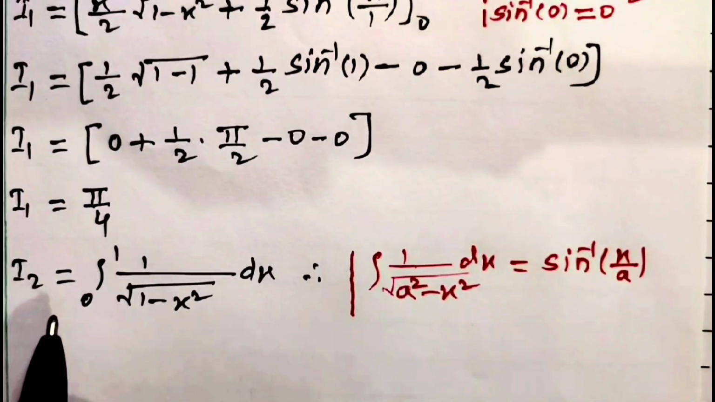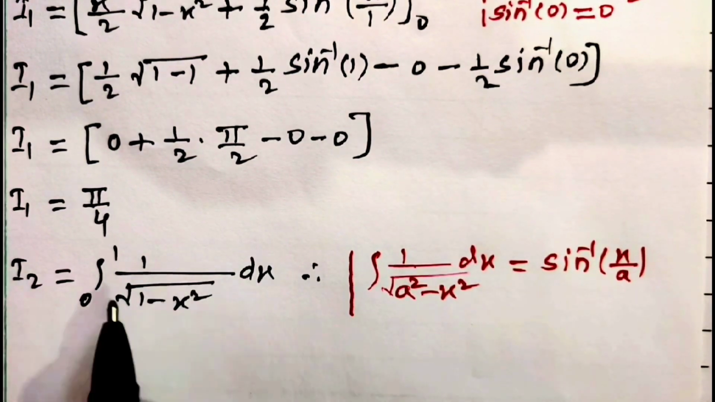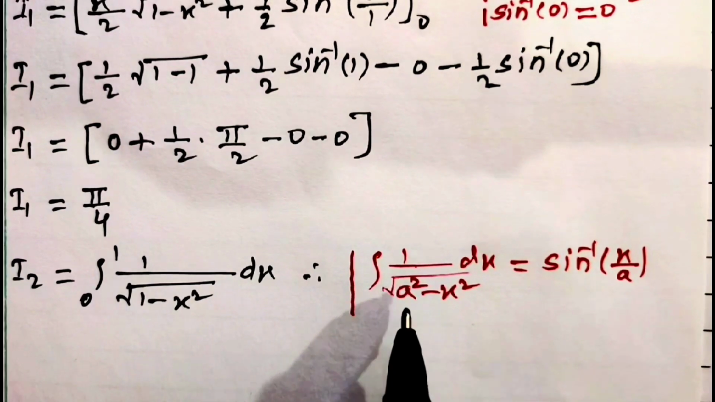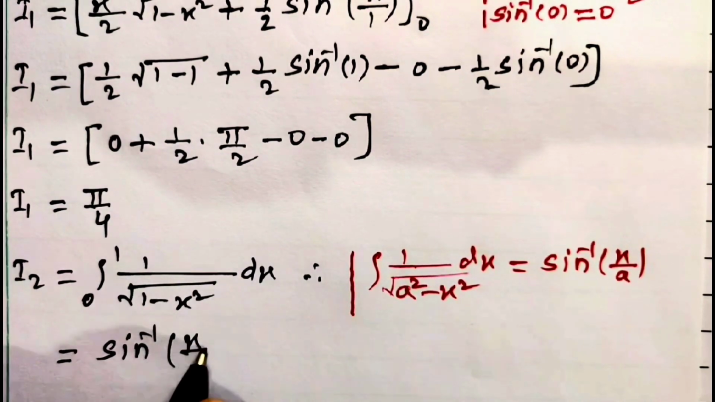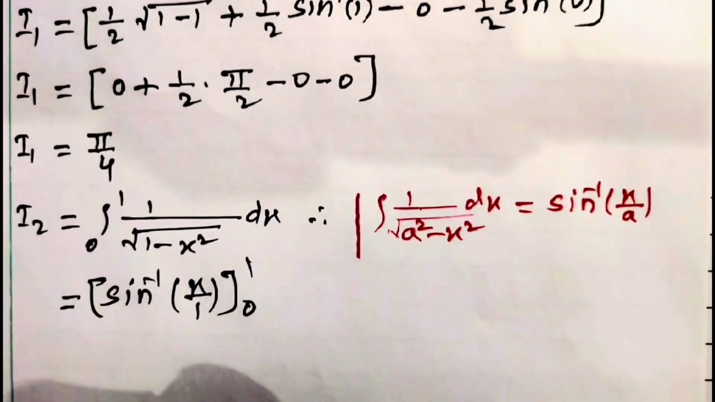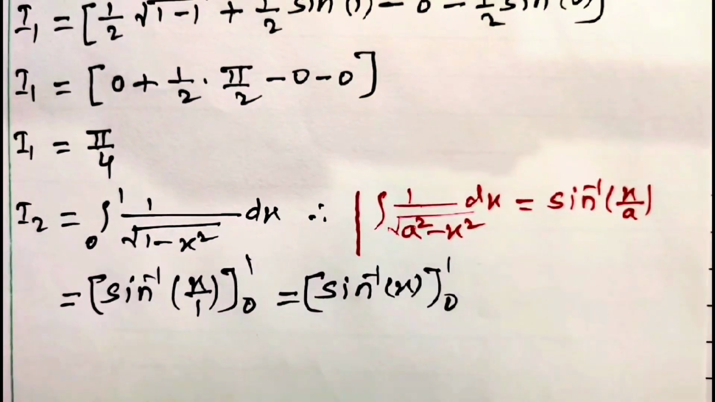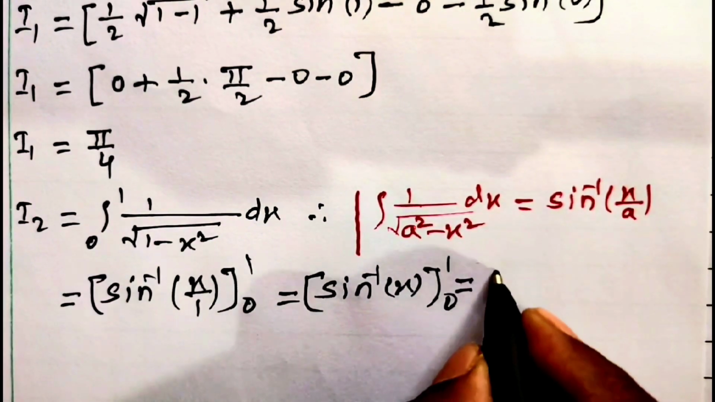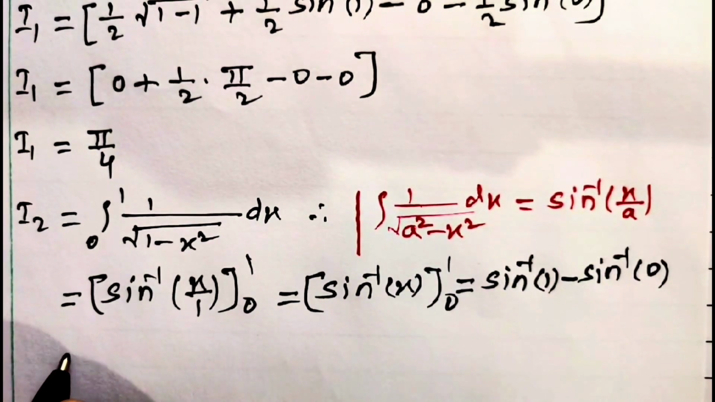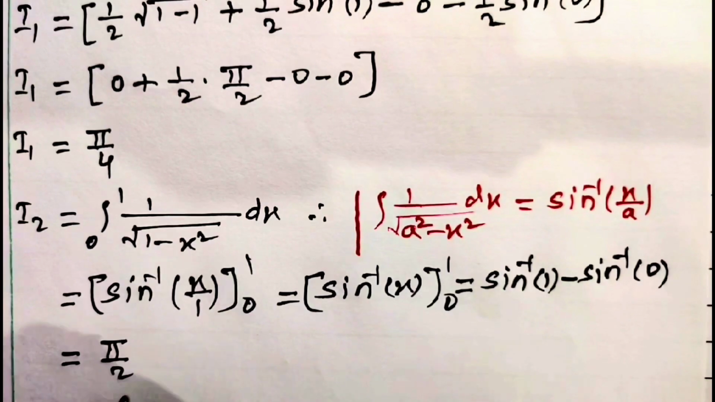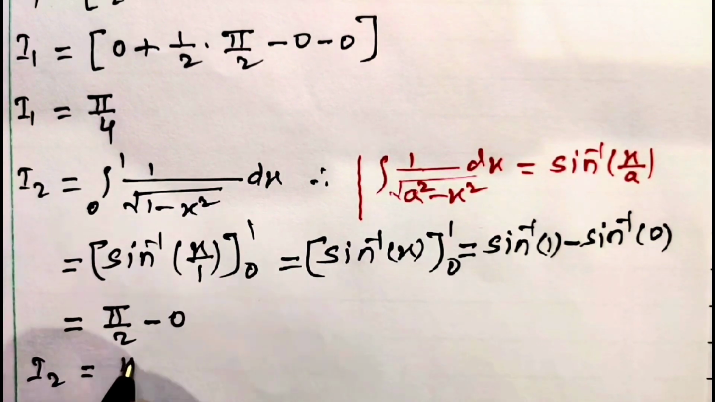Let us find I2. I2 is equal to integral from 0 to 1, 1 upon square root of 1 minus x square integral with respect to x. Let us evaluate this integral applying this formula, where a is equal to 1. Hence I2 is equal to sine inverse x upon 1, limits from 0 to 1. But sine inverse x upon 1 is sine inverse x. First substitute upper limit and then substitute lower limit. Sine inverse 1 minus sine inverse 0. But you know, sine inverse 1 is pi by 2 and sine inverse 0 is 0. Hence we can write I2 is equal to pi upon 2.